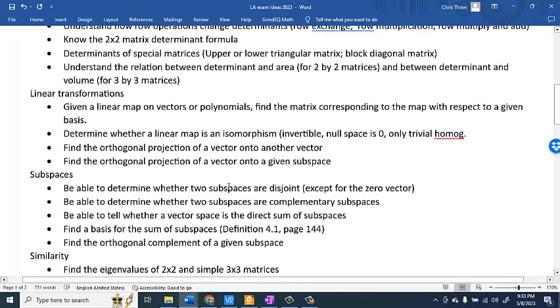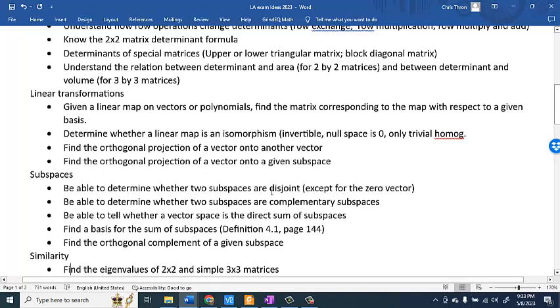Next, be able to determine whether two subspaces are complementary subspaces. So look back at the definition of complementary. Those two subspaces must intersect only in the zero vector, and the sum of the dimensions must be equal to the dimension of the entire space.